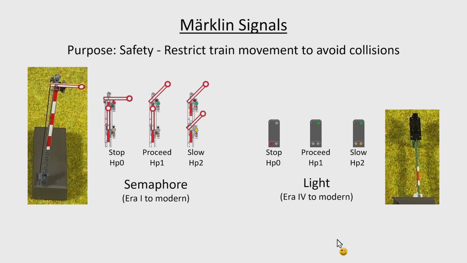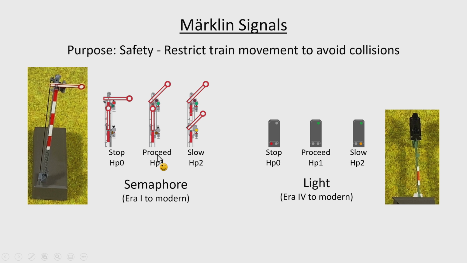Märklin models two different kinds of signals. What we see here to the left is the semaphore signals. What we see to the right are the light signals. The semaphore signals are typically older and were the first to exist. If you look at them here, they have a little wing on them that can move depending on what they intend to show. The light signals, on the other hand, show permitted train movement by lights instead.